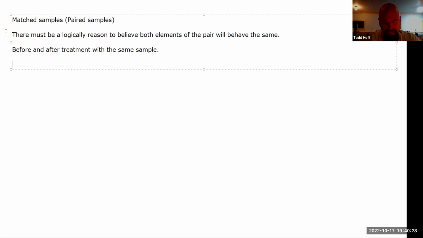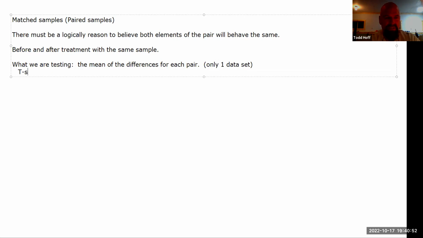So what we're testing here is not the individual samples, the sample means, but the mean of the differences for each pair. So there's only one data set. So this is just going to be the test on the calculator is just going to be a simple t-test.